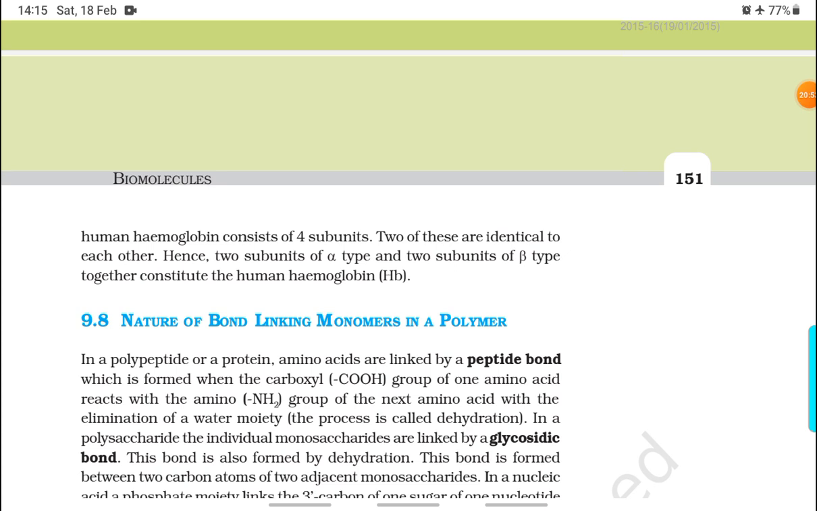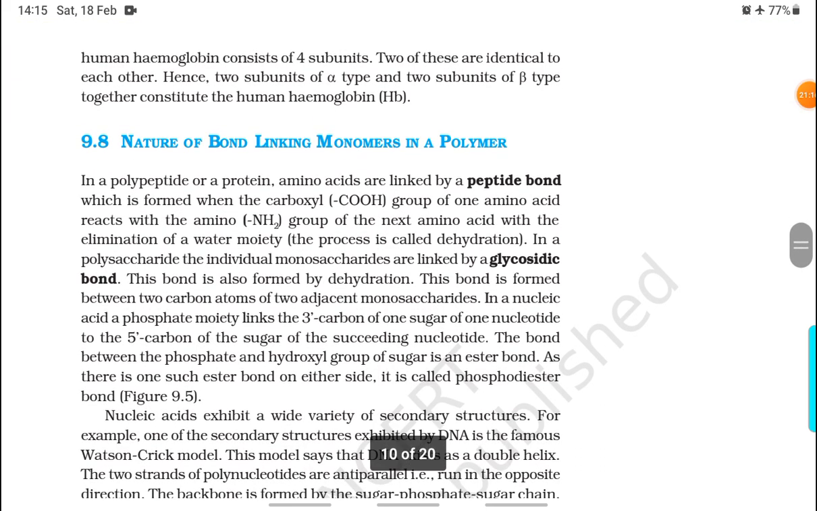Nature of bond linking monomers in a polymer. In a polypeptide or a protein, amino acids are linked by a peptide bond, which is formed when the carboxyl (COOH) group of one amino acid reacts with the amino (NH2) group of the next amino acid with the elimination of a water moiety. This process is called dehydration. In a polysaccharide, the individual monosaccharides are linked by a glycosidic bond. This bond is also formed by dehydration. This bond is formed between two carbon atoms of two adjacent monosaccharides.